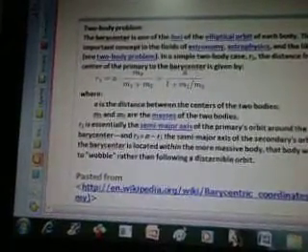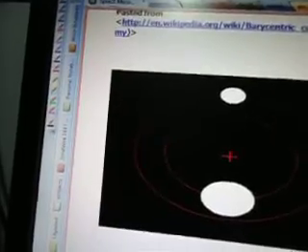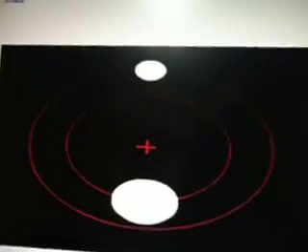Where A is the distance between the centers of the two bodies, M1 and M2 are the masses of the two bodies. R1 is essentially the semi-major axis of the primary orbit around the barycenter, and R2 equals A minus R1, the semi-major axis of the secondary orbit. Where the barycenter is located within the more massive body, that body will appear to wobble rather than following a discernible orbit. So two bodies with a slight difference in mass orbiting around a common barycenter. The barycenter is the red cross.